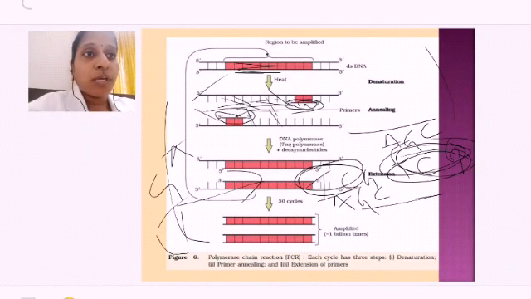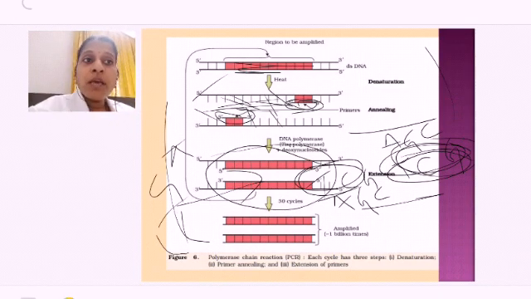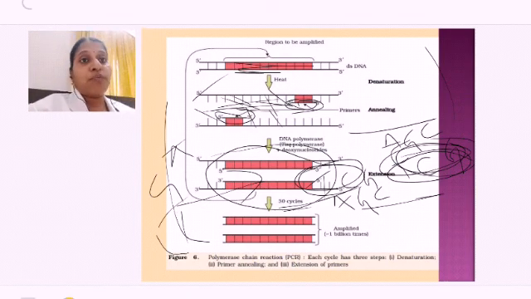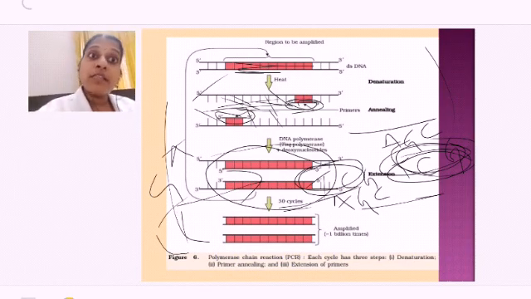Here also they will be going and joining. Like that, how many will be formed? 2 strands will be formed. Like this, how many cycles is it going to do? 30 cycles. 30 cycles means from 1 to 2, 2 to 4 DNAs will be formed, from 4 to 8, 8 to 16, 16 to 32. Like that, it will go on dividing till 30 cycles.